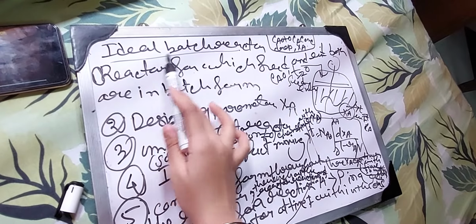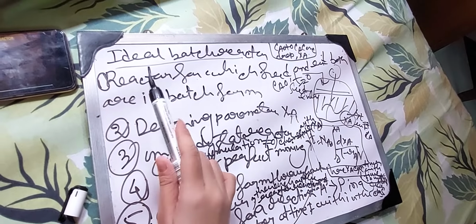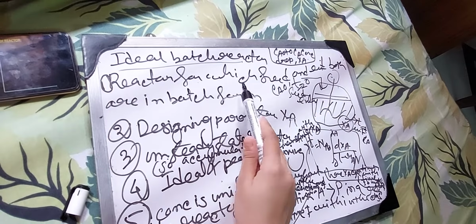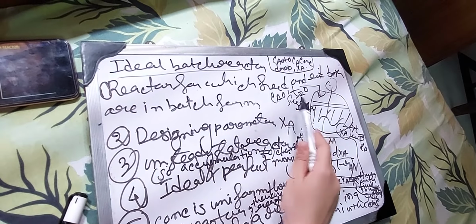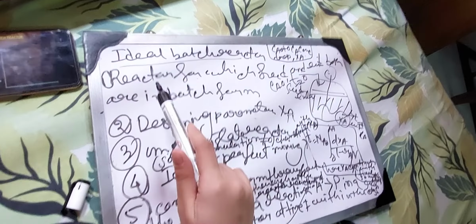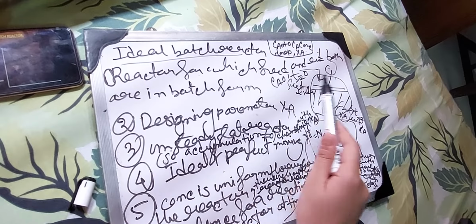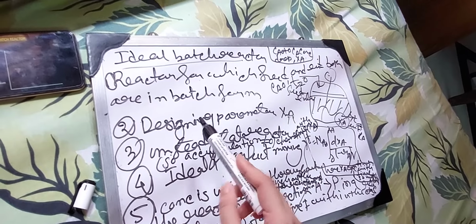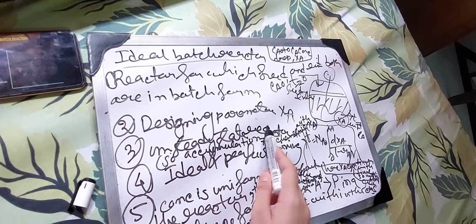So this is the ideal batch reactor. Ideal batch reactor means a reactor for which feed and exit both are in batch form. This is a very important term. Here the designing parameter is XA.